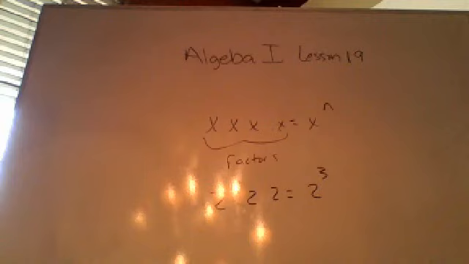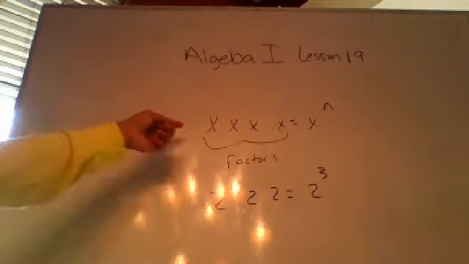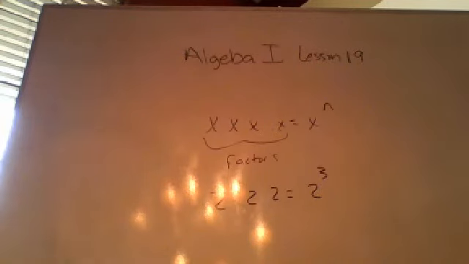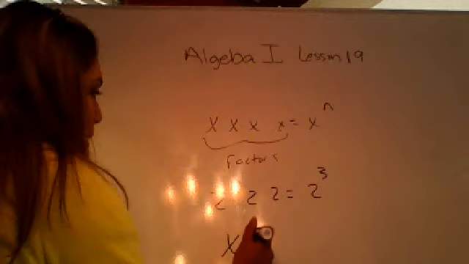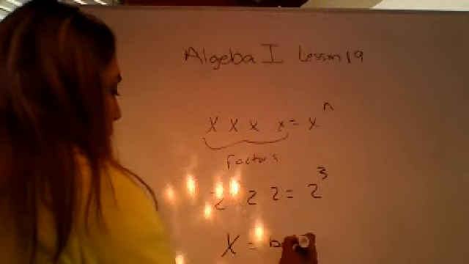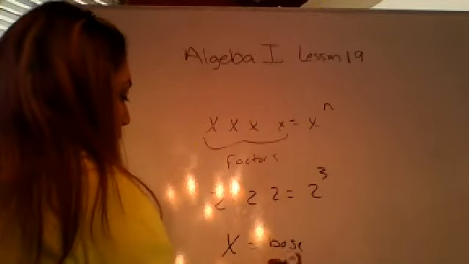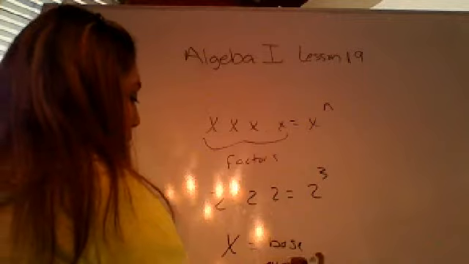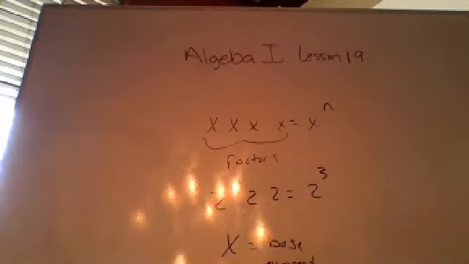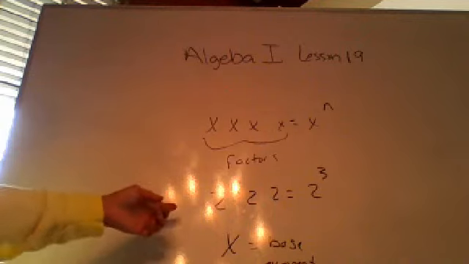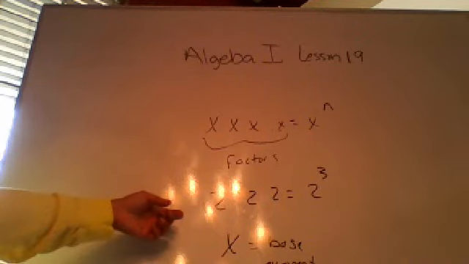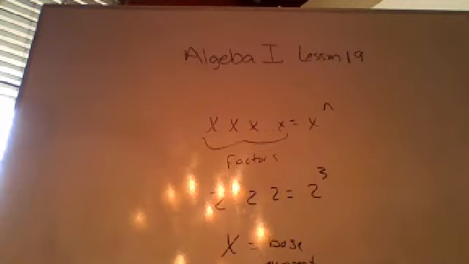Now, the letter x represents the base of the expression. The letter n represents the exponent. So x is the base, and n is the exponent. So basically in this example, the base 2 is x, and the exponent is 3.